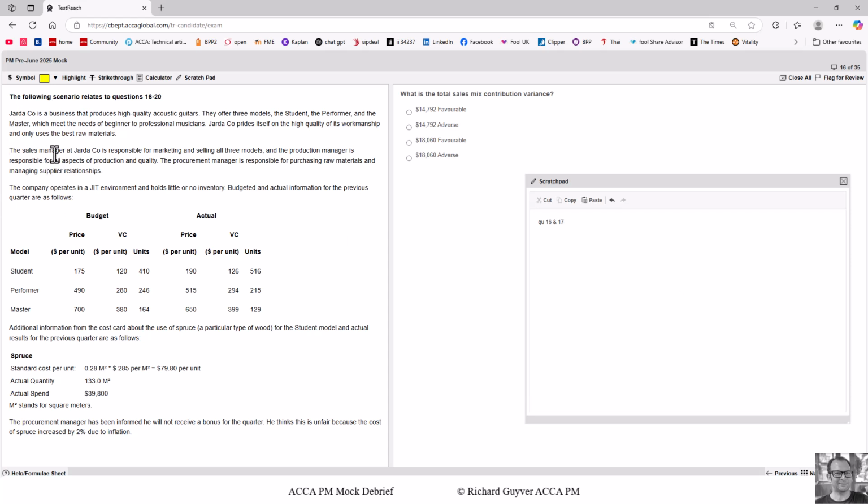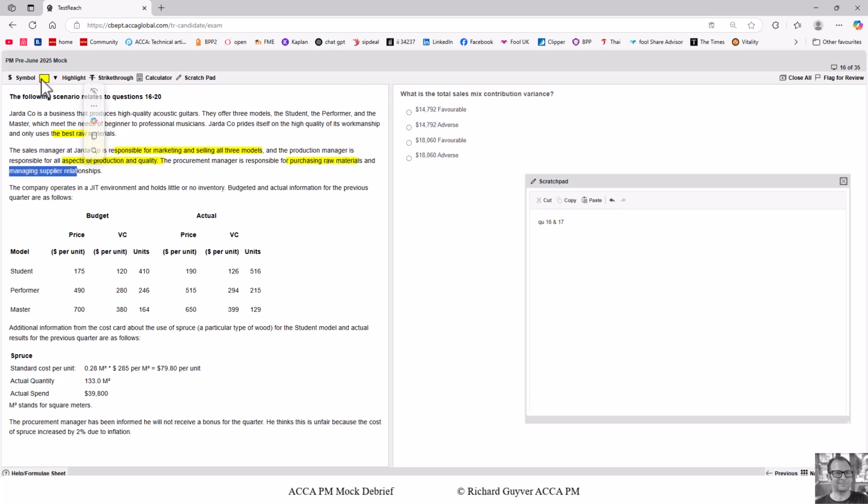Jarda Co. is a business that produces high quality acoustic guitars. They offer 3 models, student, performer and master, which meet the needs of beginner to professional musicians. It prides itself on the high quality of its workmanship and only uses the best raw materials. The sales manager at Jarda is responsible for marketing and selling all 3 models. The marketing manager is responsible for all aspects of production and quality. And the procurement manager is responsible for purchasing raw materials and managing supplier relationships.